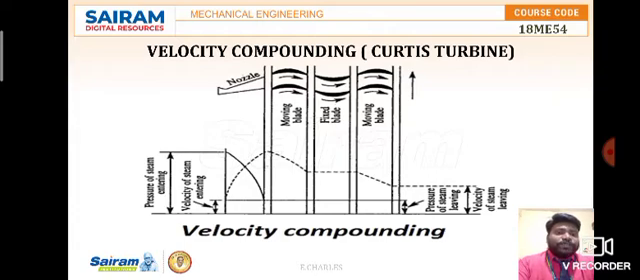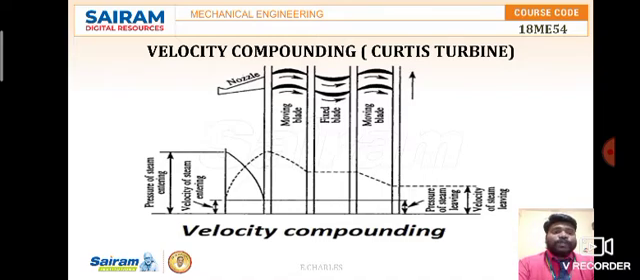When it enters the fixed blade, the same pressure enters it. But what happens to the velocity? The velocity remains the same when hitting the fixed blade; it doesn't change. That is why a horizontal dotted line is shown in the fixed blade. After coming out of the fixed blade, it enters the moving blade again. In this moving blade, again a velocity drop takes place since the blade is moving.